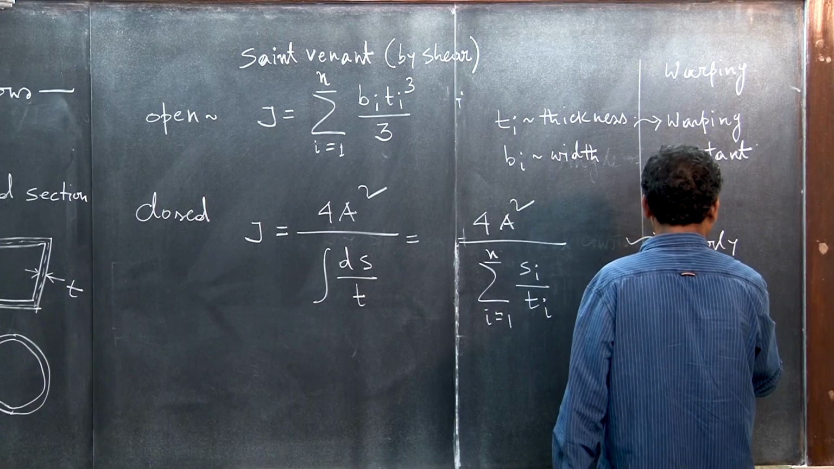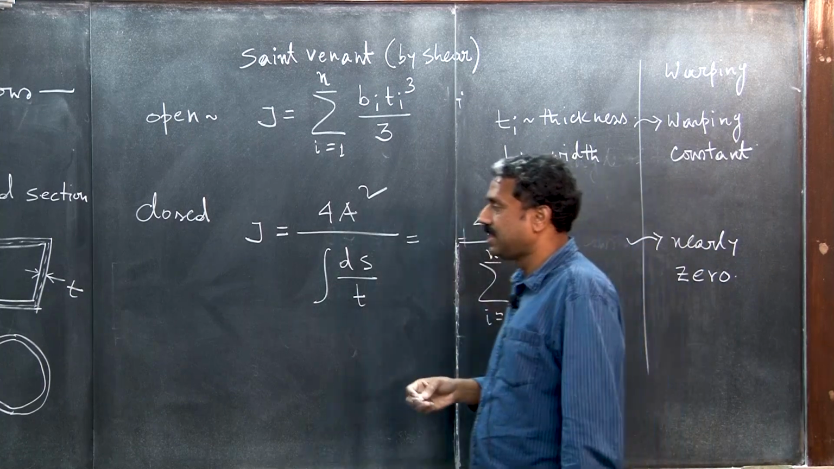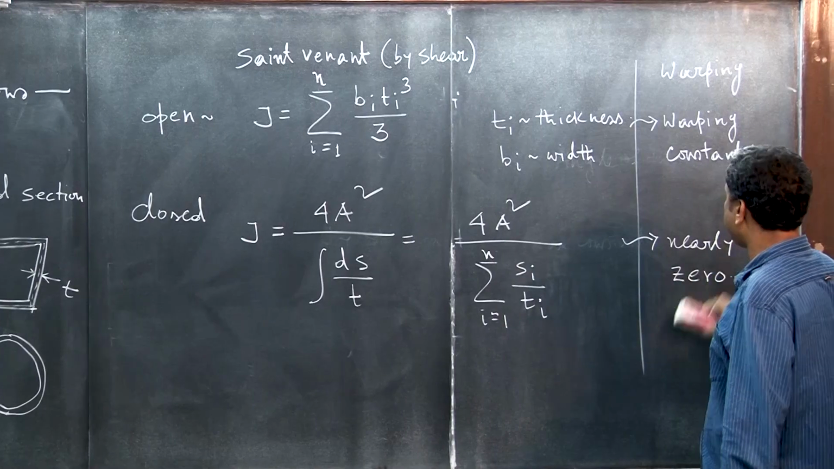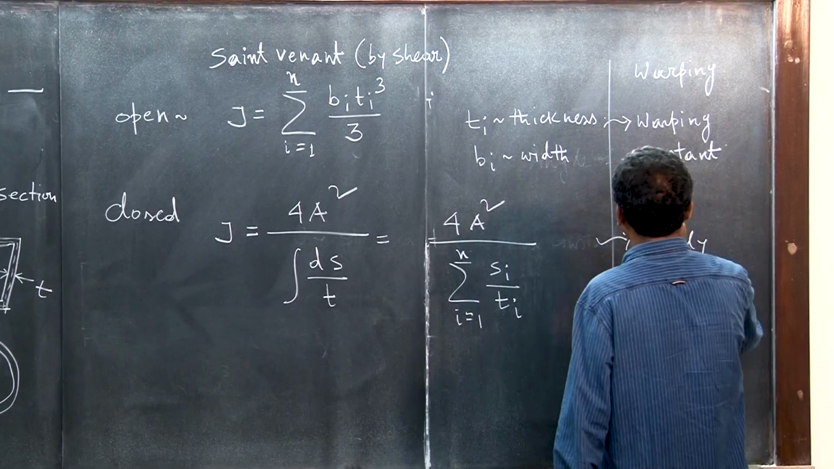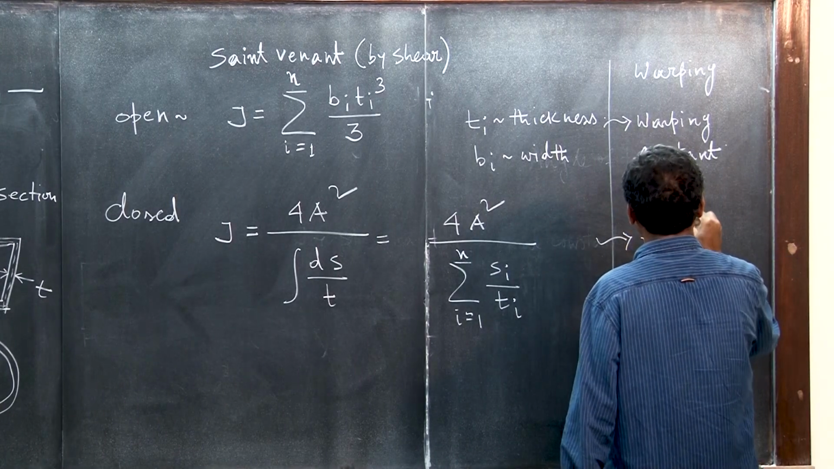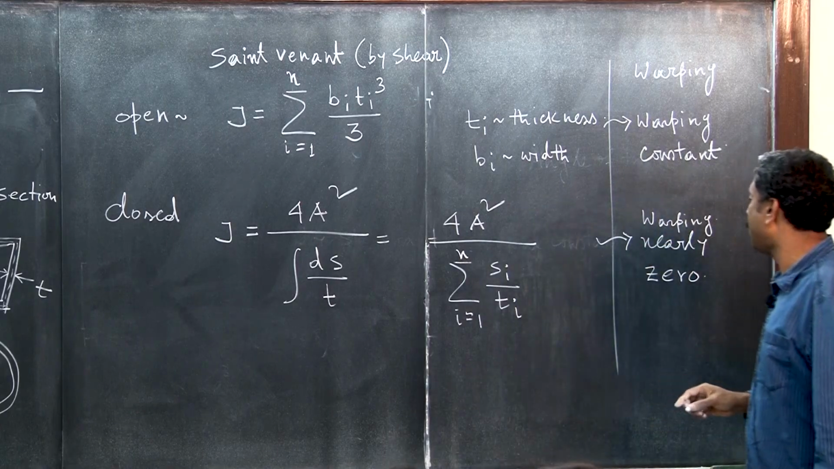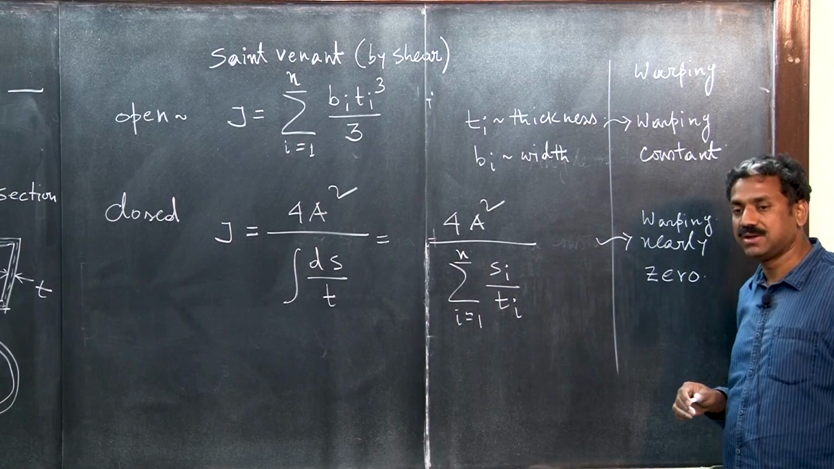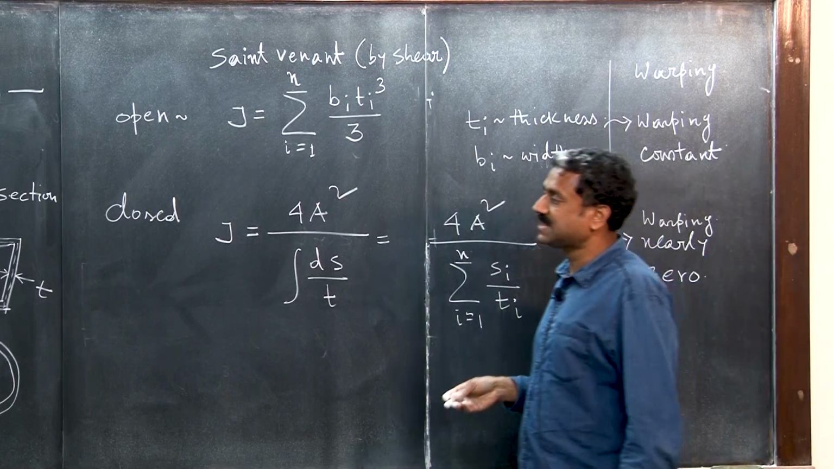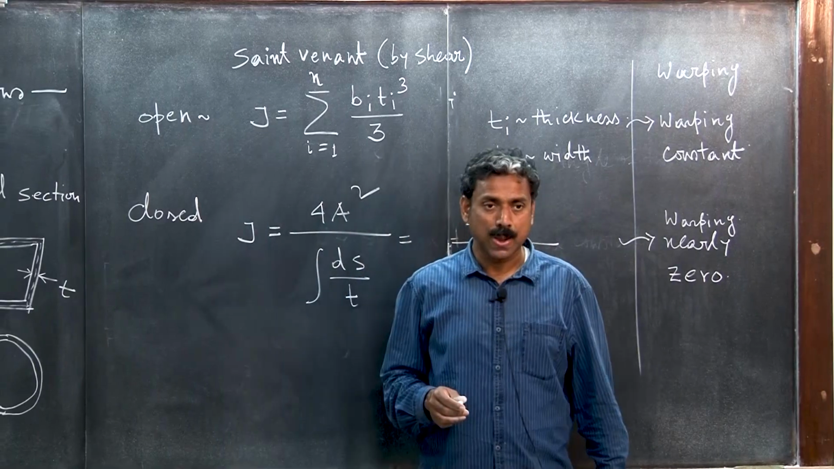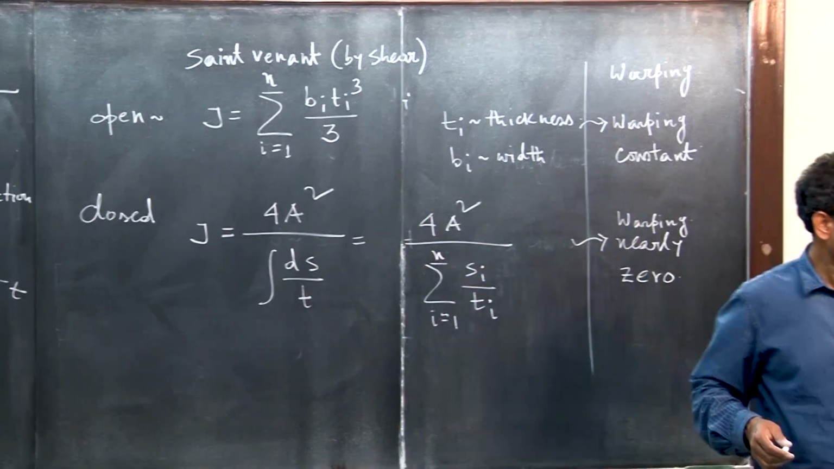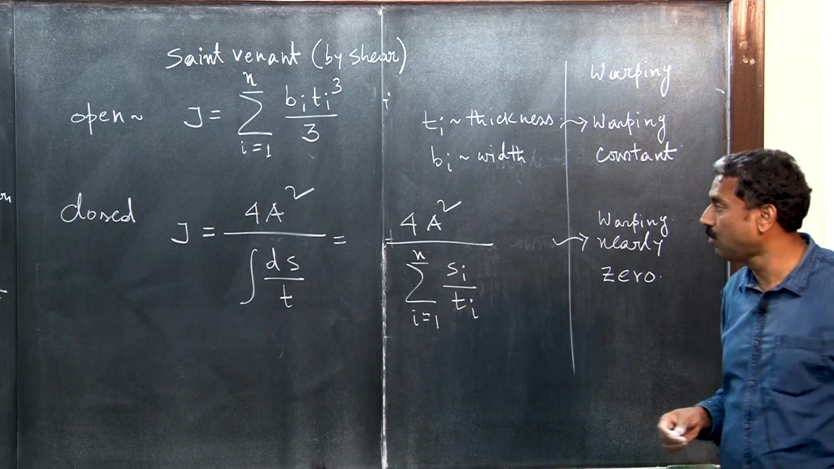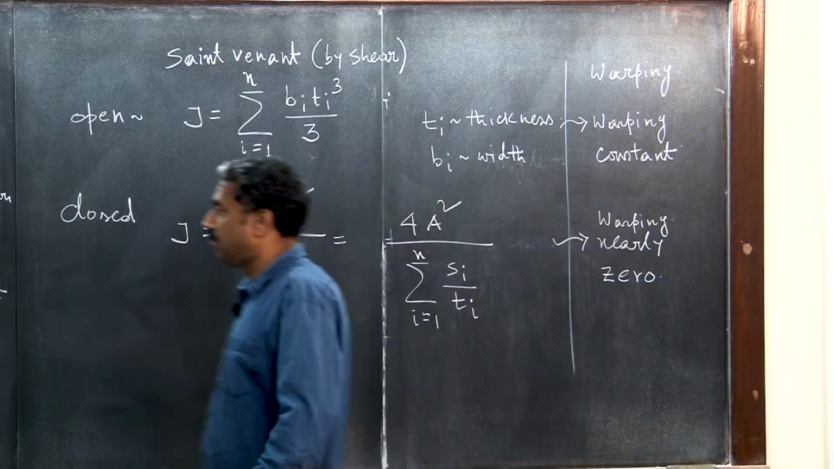It means warping doesn't really occur in closed sections. Warping is nearly 0, so you do not need to consider the warping constant, because the closed section hardly warps. It is very rigid against warping. But the open section will warp.